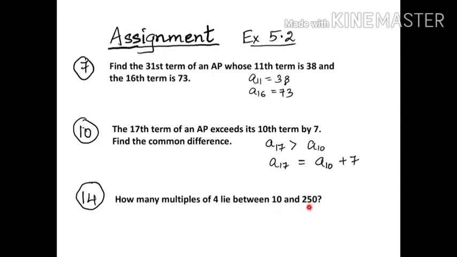Likewise, you will find out the last number which is multiple of 4. And then list down the AP. From the AP you will write down A, D and the nth term, and then substitute these values in the formula of the nth term and find n.